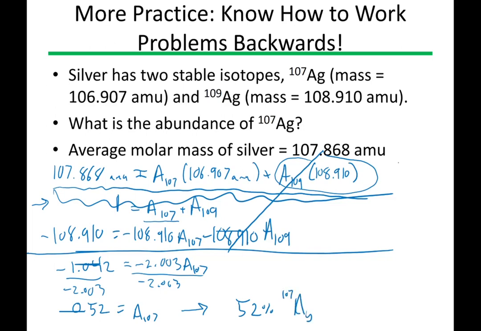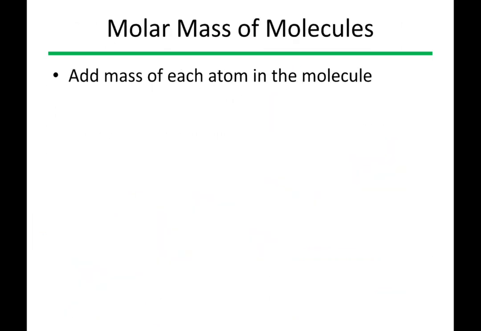And again, if you want to see the other method for solving these two systems, this is also written out on our course webpage. The next thing we'll look at is calculating the molar mass of molecules. And this is fairly straightforward. We just add together the mass of each atom in that molecule.